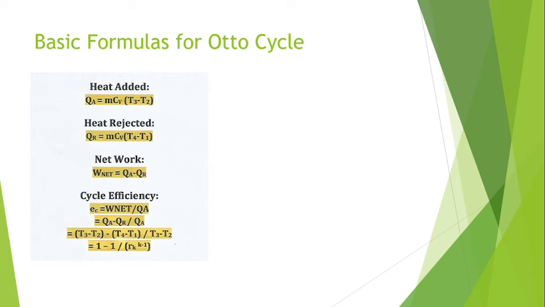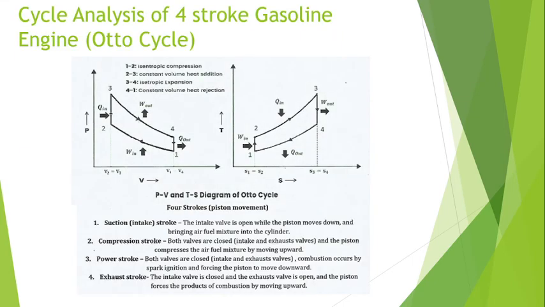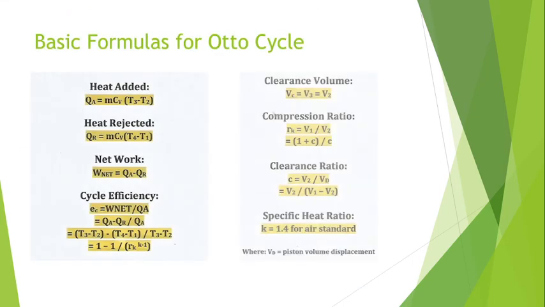Next is the heat rejected. Same principle: since the heat rejection goes from process 4 to 1, we use the temperature difference from point 4 to point 1. So Q_R equals m C_v delta T from 4 to 1.